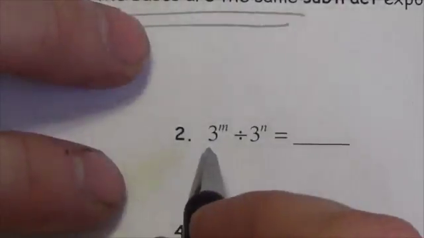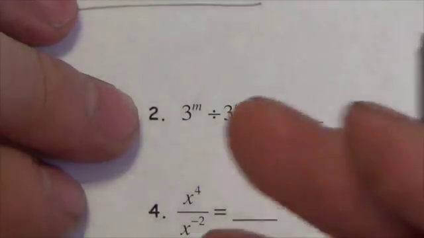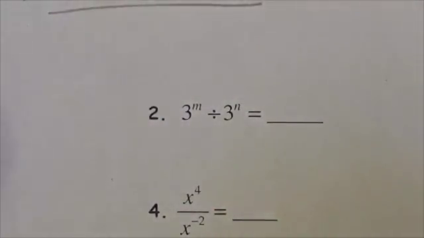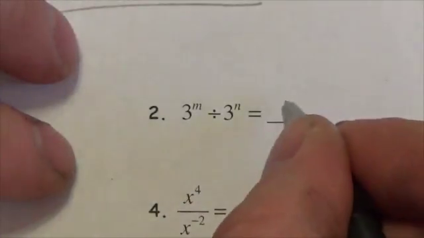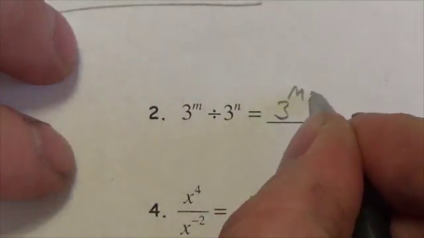Over here, 3 to the m divided by 3 to the n. Now, I don't know what the exponents are, and that's not the issue here. The issue is the pattern, okay? It doesn't matter that I don't know what the specific numbers are. What matters is what I do because of the division, and what I'm going to do there is take the two exponents and find the difference of them.